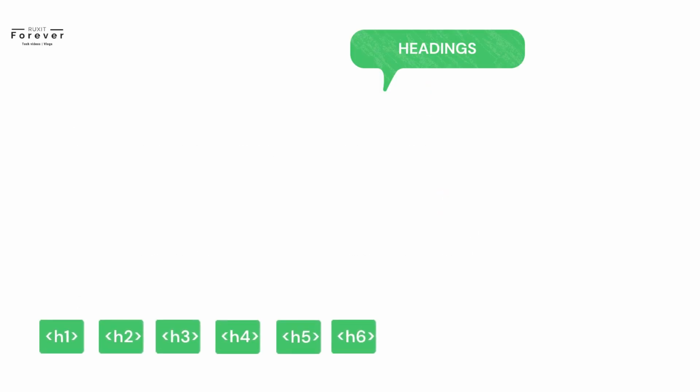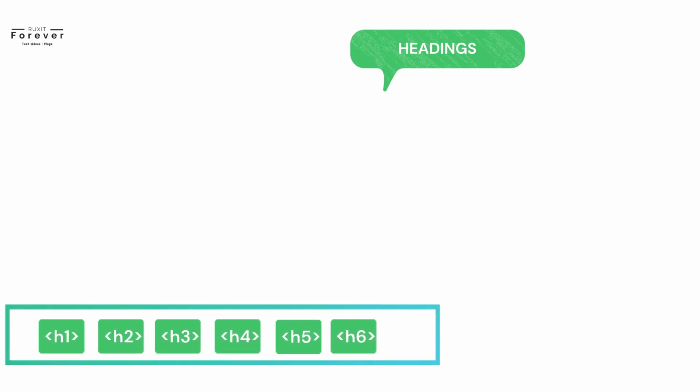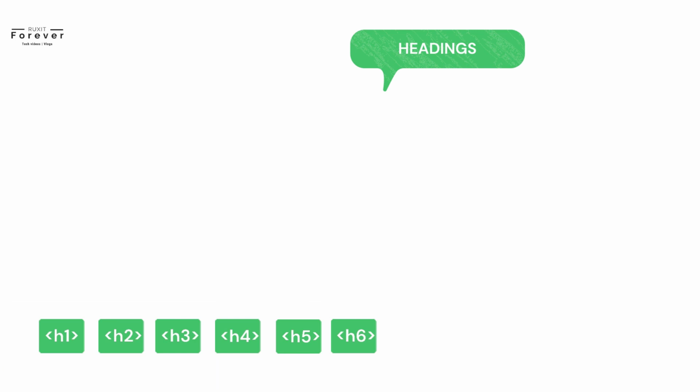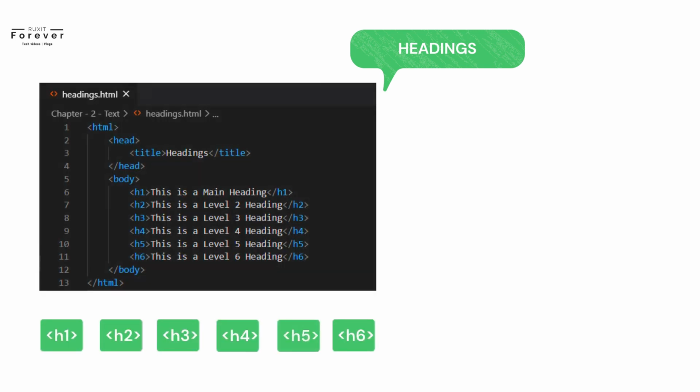Headings. HTML has 6 levels of headings. H1 is used for main headings. H2 is used for subheadings. If there are further sections under the subheadings, then the H3 element is used, and so on.